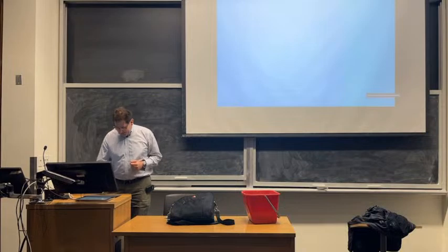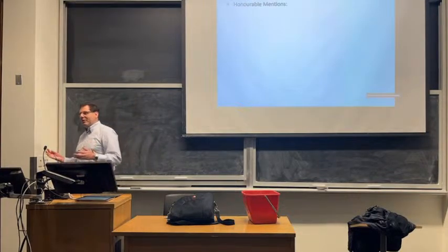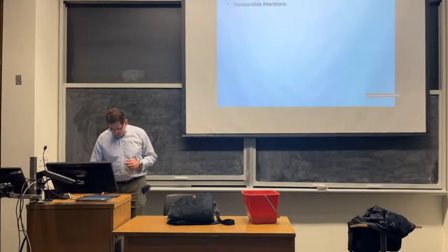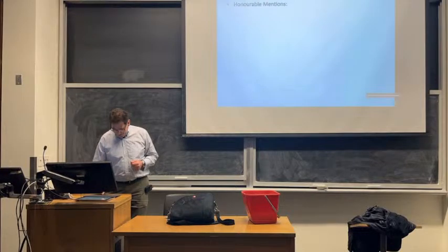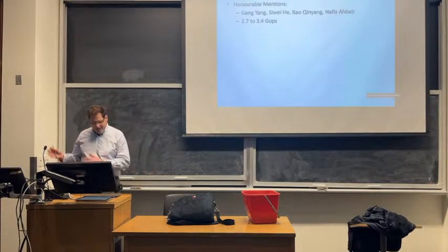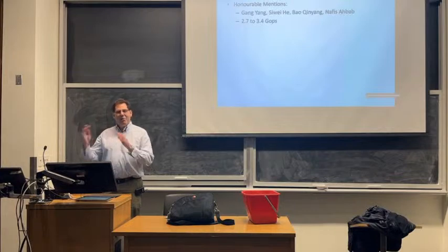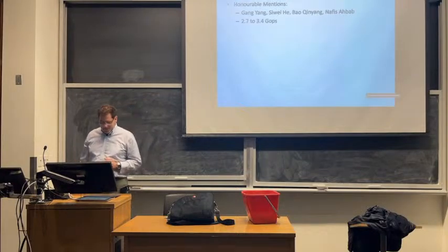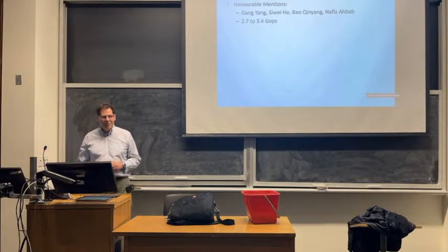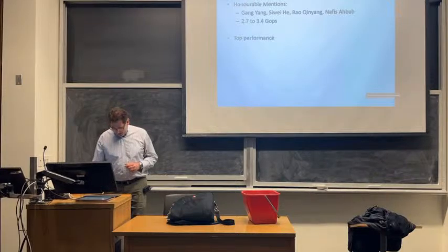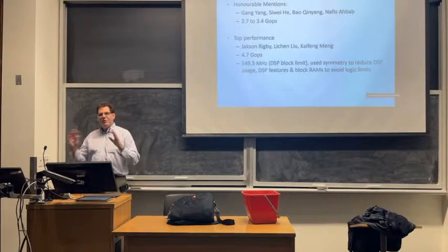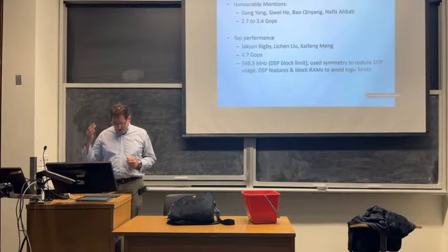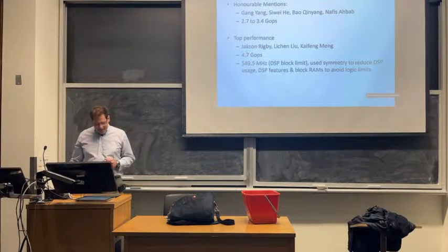Okay, assignment 2 contest. Remember, this is how much throughput in terms of convolution you can get out of an FPGA. Honorable mentions means you didn't quite win, but you had a very good solution: Gang Yang, Siwei He, Bao Xinyang, Nafis Habab. I apologize if I mispronounced your name. You were all in a relatively tight range of 2.7 to 3.4 gigaops per second, which is very good. And then for the absolute top performance, there were actually 3 people who were close enough that I called it a tie, all approximately 4.7 gigaops per second: Jackson, Li Chen, and Kaifeng.